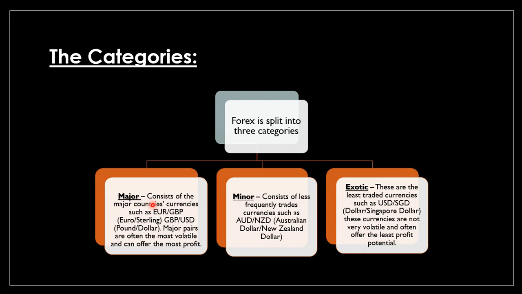Now you've got the minor, so they consist of less frequently traded currencies such as AUD and NZD, for example. And finally, you've got the exotic. Now, these are the least traded currencies, such as the USD SGD. These currencies are not very volatile and often offer the least profit potential. Now, when you first start out, we would recommend you probably look at minor and major because they'll offer the most opportunity, but often they'll offer the most risk. But it just means you've got a lot more to be traded in a quicker time span. As for exotic, there's usually a lot more little movements and not a lot of opportunity there for you.